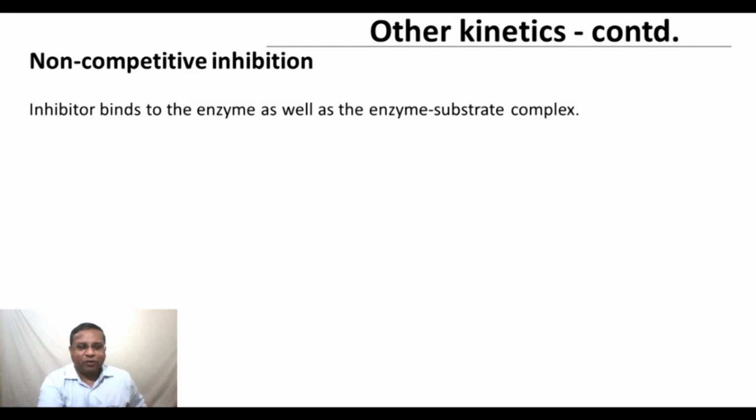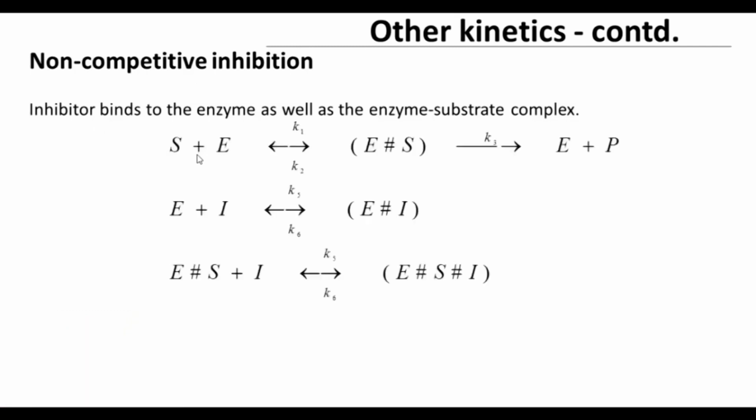The next type of inhibition, the earlier one was competitive. The second one is called non-competitive inhibition. In non-competitive inhibition, the inhibitor binds to the enzyme as well as the enzyme substrate complex. The scheme is like this. This is the Michaelis-Menten scheme. The first reaction, S plus E, reversibly ES, gives you irreversibly E plus P.